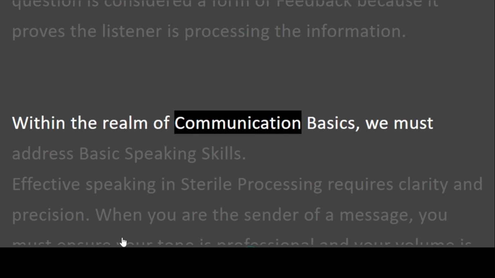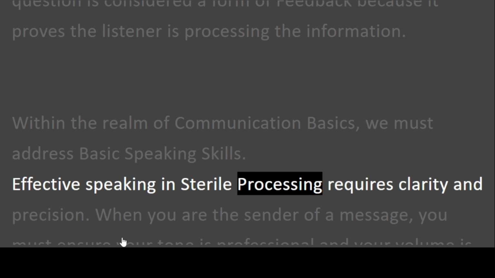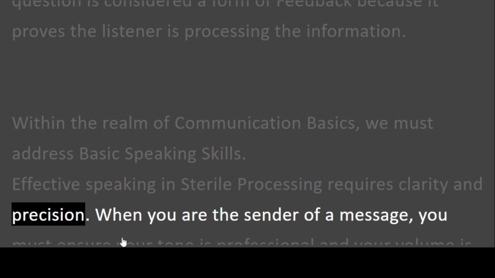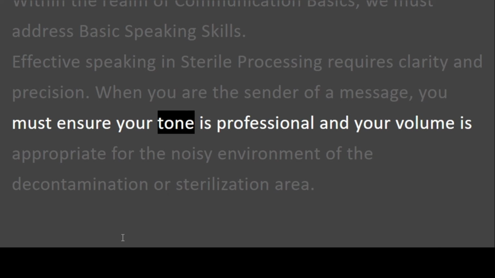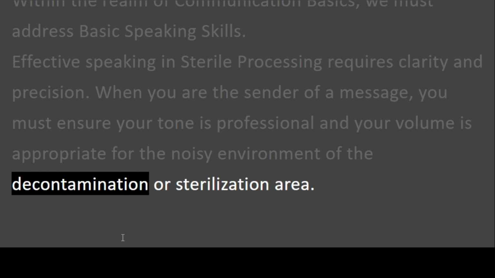Within the realm of communication basics, we must address basic speaking skills. Effective speaking in sterile processing requires clarity and precision. When you are the sender of a message, you must ensure your tone is professional and your volume is appropriate for the noisy environment of the decontamination or sterilization area.